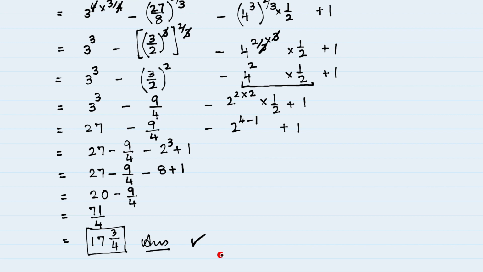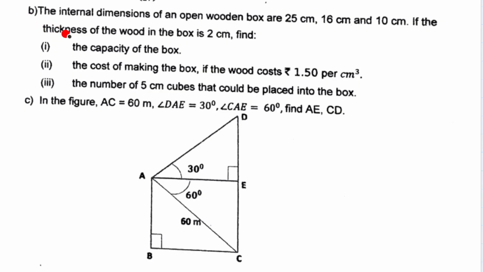And that is our answer. Alright, let us look at our B part. Question 10b is again for 3 marks. Internal dimensions of an open wooden box are length, breadth and height like so. If the thickness of the wood in the box is 2 centimeters, find the capacity.